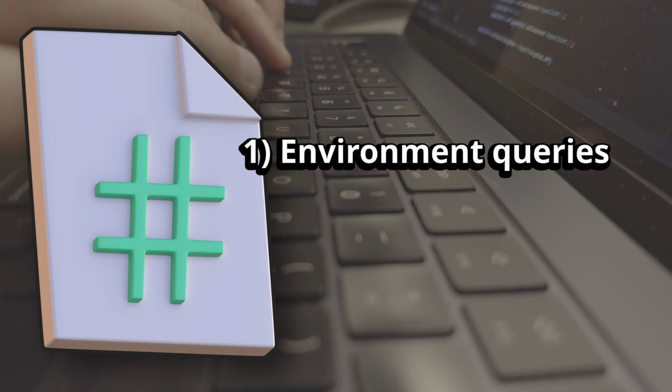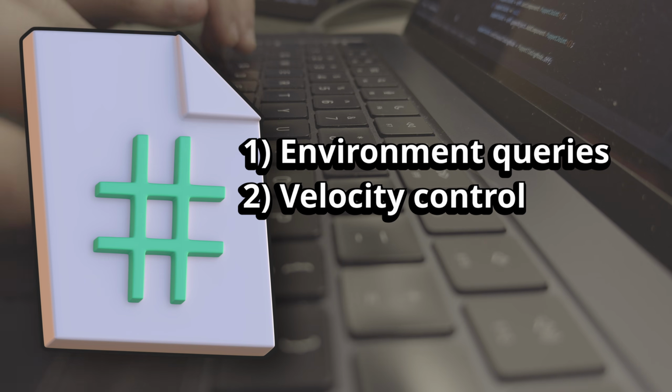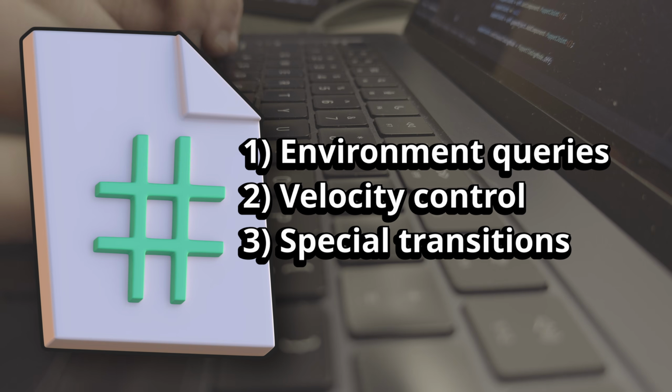Next, we'll create a new player controller component with 3 main responsibilities. 1, querying the player's environment, like checking whether or not the player is grounded. 2, querying the active state to get back a velocity vector. And 3, forcing a state transition when needed, like if the player is falling.